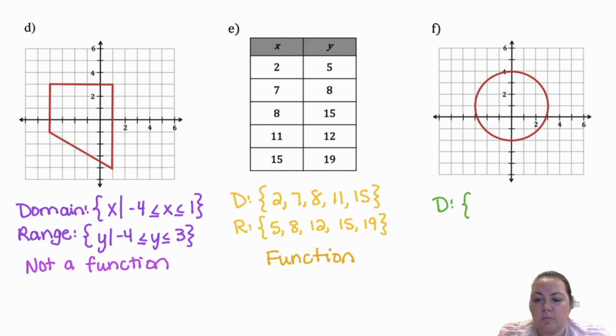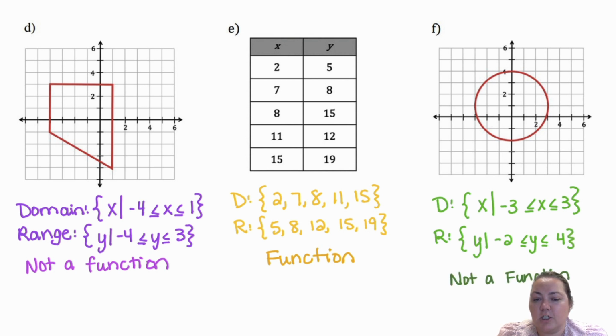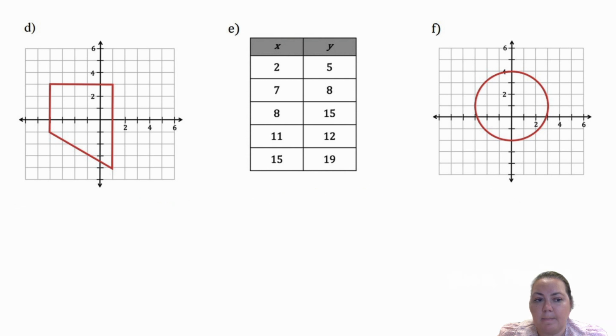The circle, my domain, it's continuous, so it's x such that my x's are between, looks like -3 is the furthest over to the left and +3 is the furthest over to the right, and it is including those values. My range, the lowest it goes looks like is -2 and the highest is +4. So remember that your range is your y, so it's between -2 and 4 inclusively. And this is not a function. It would fail the vertical line test.